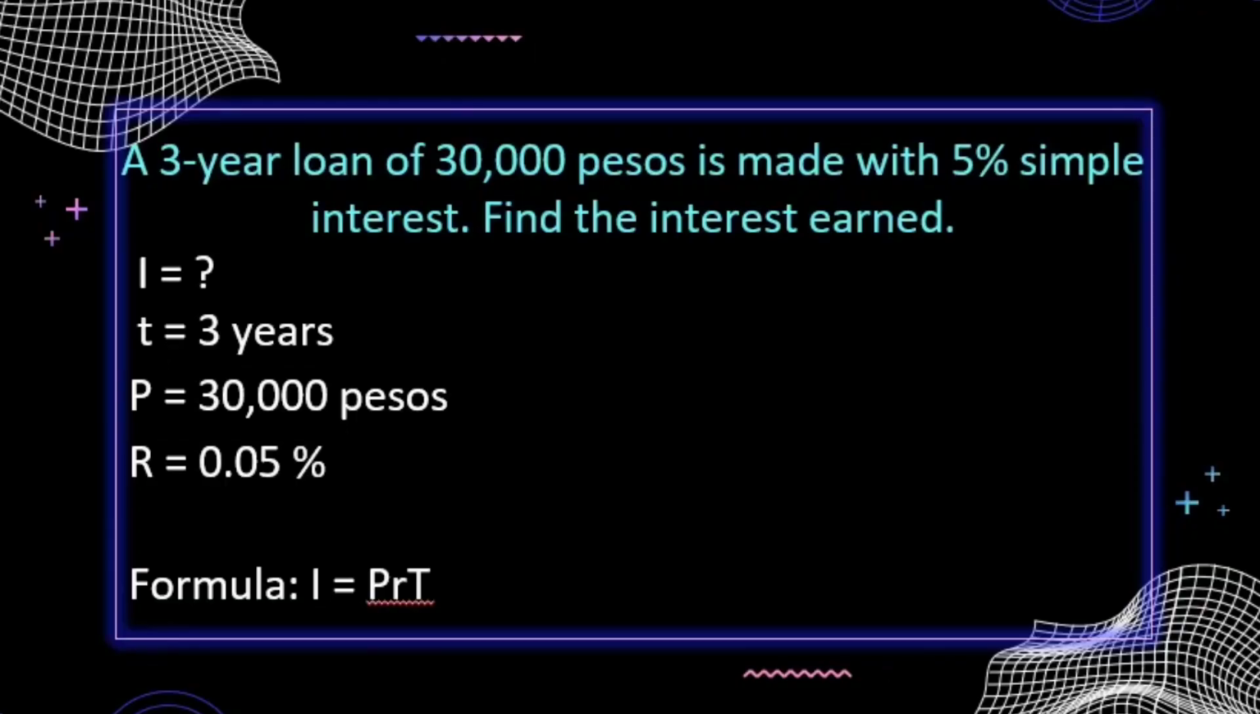Here, we have an example. A 3-year loan of 30,000 pesos is made with 5% simple interest. Find the interest earned. The first thing we need to do is identify the given values in the problem. For the time, we have 3 years, or we can write it as T equals 3. For the principal amount, we have 30,000 pesos, and we can write it as P equals 30,000. And lastly, for the rate, we have 5%, and we need to write it as a decimal. So now, we have 0.05.